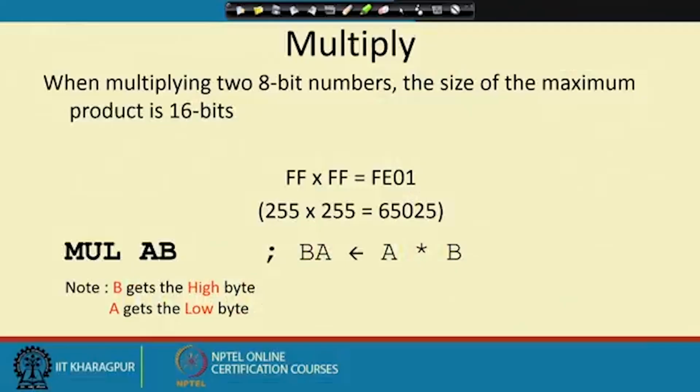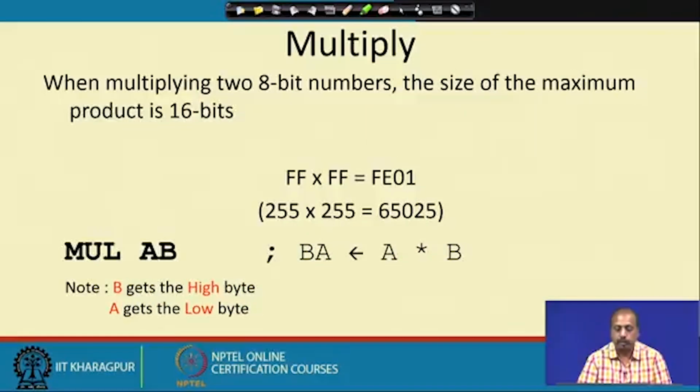Next we consider the multiplication instruction. When multiplying two 8-bit numbers, the maximum product size is 16 bits. Two 8-bit numbers multiplied will give a 16-bit number. For example, FF multiplied by FF will produce FE01, which is 65025, that is 255 multiplied by 255. The instruction here is MUL AB, and this whole instruction is the opcode.